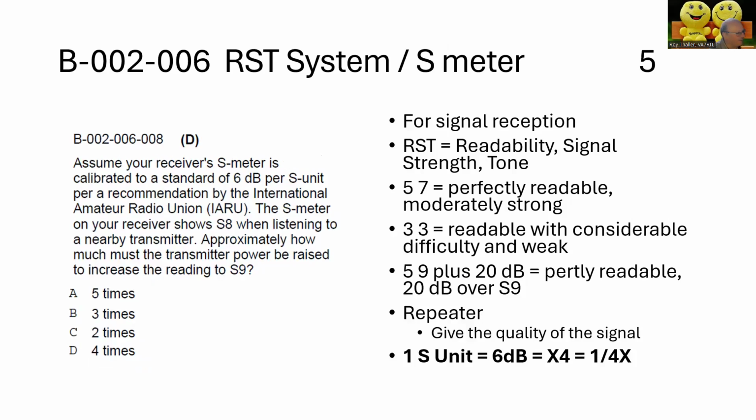Assume your S meter is calibrated to the international standard of 6 dB per S unit. The S meter shows S8 when listening to a nearby transmitter. Approximately how much must the transmitter power be raised to go up to S9? So again, you're going from S8 to S9, so that's 6 dB. So the answer would be times 4. So you look down here and the answer is D, 4 times. Just remember 3 dB is 2 times, 6 dB is 4 times.